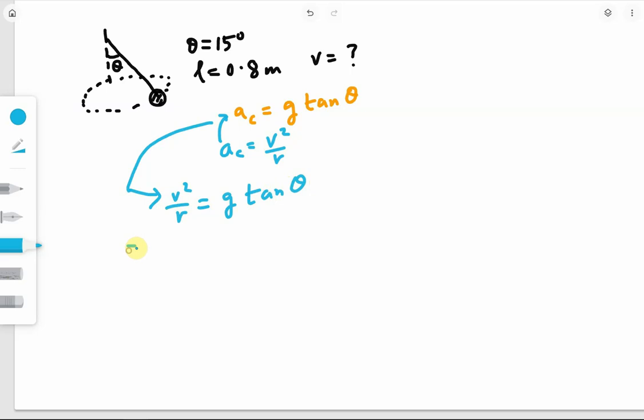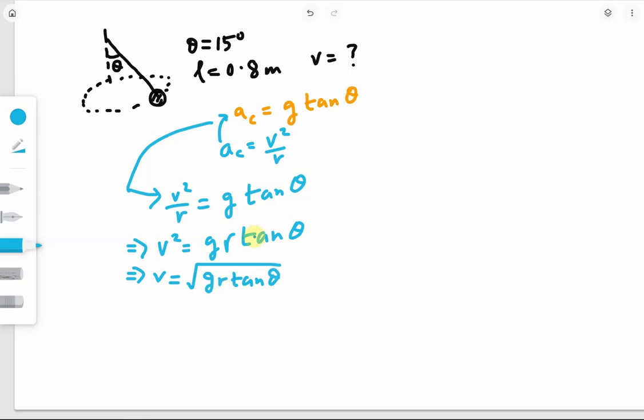So let's solve for v squared first. Gives us v squared is equal to g r tangent theta. So we just cross multiplied r to this term. And if we solve for v, we just square root both sides and we end up with v equal to the square root of g r tangent theta. Now, as always, if you have a square root, this means there is a plus and minus sign here. However, speed is a magnitude and always positive. So we are just going to select the positive square root here.